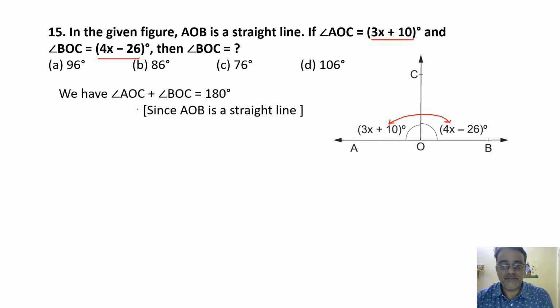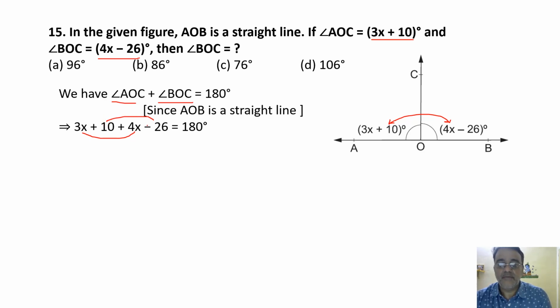Right, now we'll substitute angle AOC and angle BOC. So 4x plus 3x is 7x and 10 minus 26 is minus 16. Minus 16 we will shift to this side, plus 16. So this will become 7x is equal to 196. Is this clear to all of you? Yes, sir. Now x is equal to 196 divided by 7. So 28. We are getting 28.